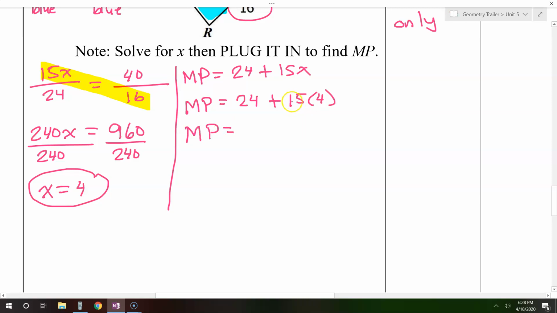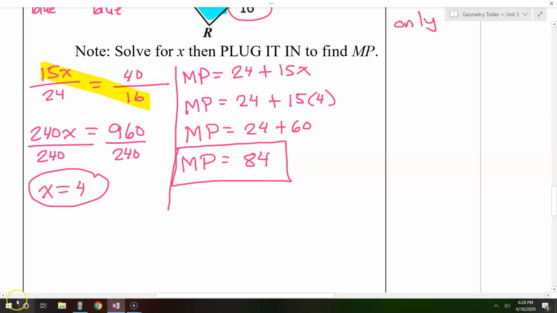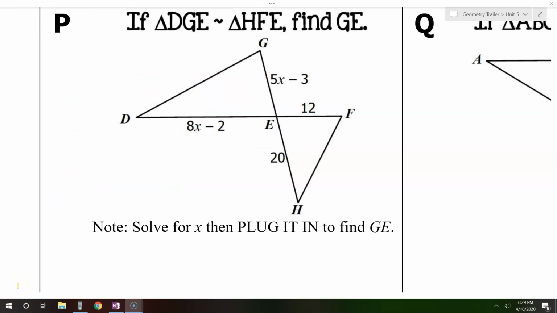Okay, so 15 times 4 is 60. So this is going to be 24 plus 60. So that's going to be 84. And that is the final answer. All right, let's do 2 more problems.